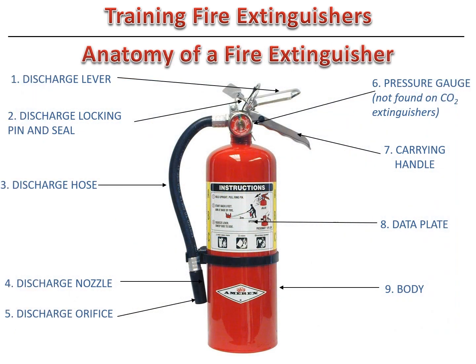Anatomy of a fire extinguisher. 1. Discharge lever. 2. Discharge locking pin and seal. 3. Discharge hose. 4. Discharge nozzle. 5. Discharge orifice. 6. Pressure gauge, not found on CO2 extinguishers. 7. Carrying handle. 8. Data plate. 9. Body.